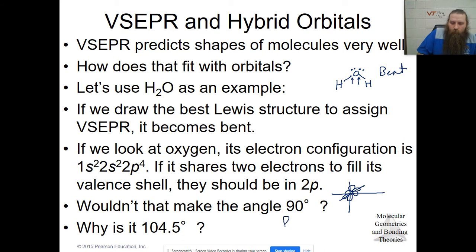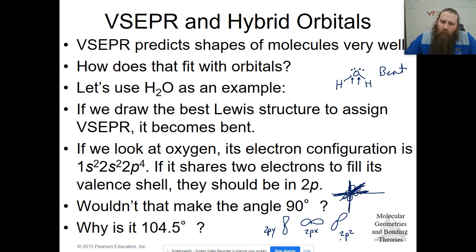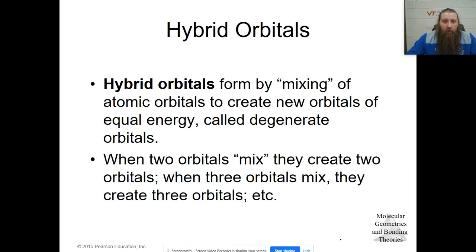You could have 2py, or we could have 2px, or we could have 2pz. So we would think, well, why wouldn't it be a 90-degree angle, right? Whichever angle, if it's on the y-axis, or the z-axis, or the x-axis, why would it not be 90 degrees? Why would it be 104.45? Well, when they overlap, you get hybrid orbitals.